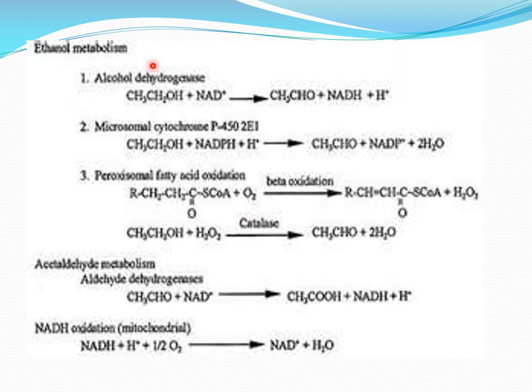So ethanol metabolism occurs by three pathways. Alcohol dehydrogenase is the common pathway, and the others are the microsomal cytochrome P450 pathway and the peroxisomal pathway. By these pathways it is converted to acetaldehyde, and this acetaldehyde goes into the mitochondria, where there is the aldehyde dehydrogenase enzyme.